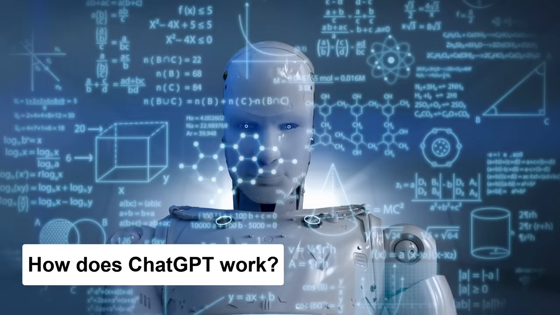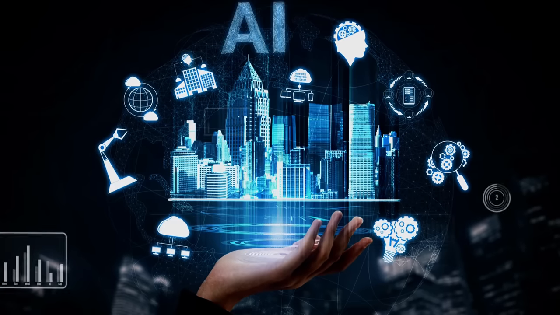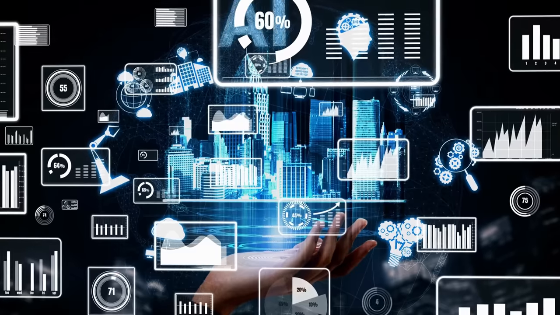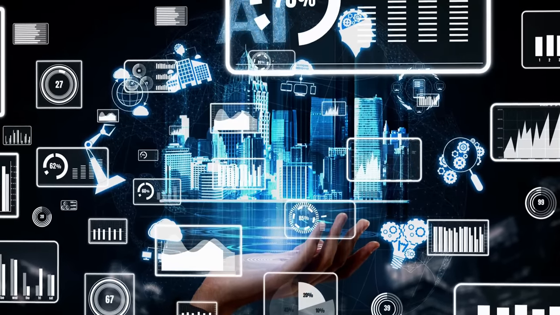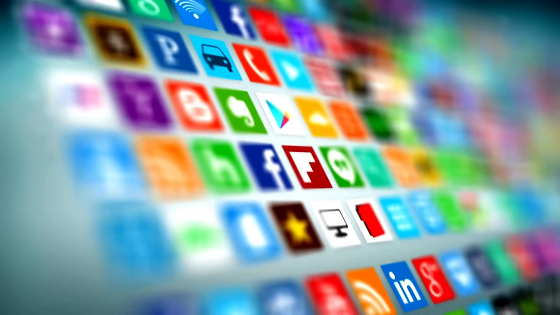So how exactly does ChatGPT work? Well, it's just like any other AI out there. It was trained using a huge database of information from the web. OpenAI doesn't reveal exactly what data was used for training, but we know it was probably everything from web crawlings to Wikipedia to Reddit and more.